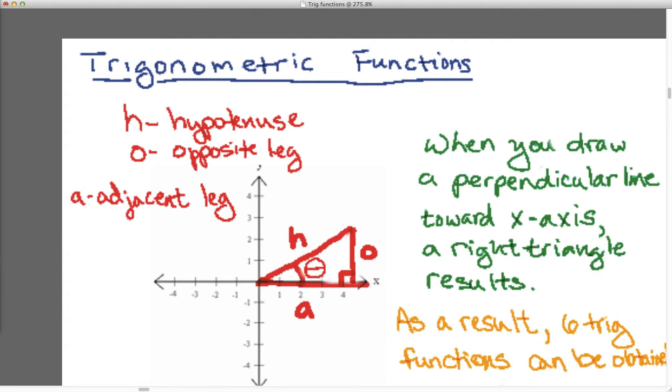Whenever you drop a line to the x-axis, oh, sorry, I did it again, didn't I? I keep forgetting that I put layers on here. Let's go back to the canvas.